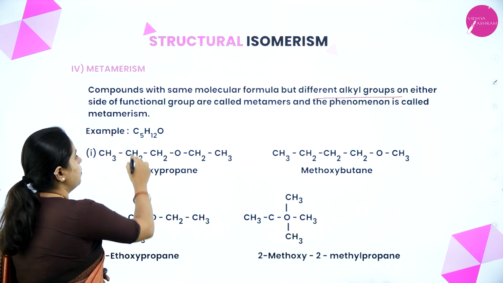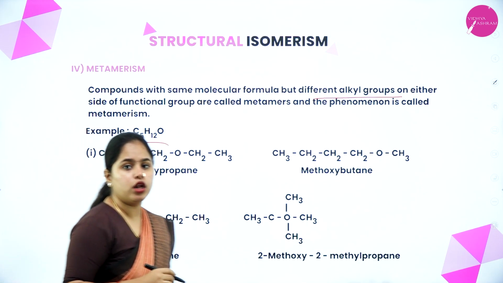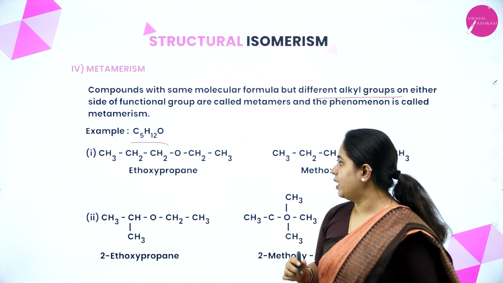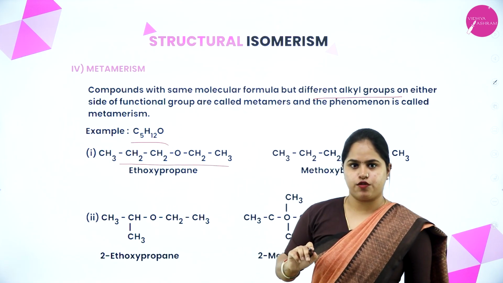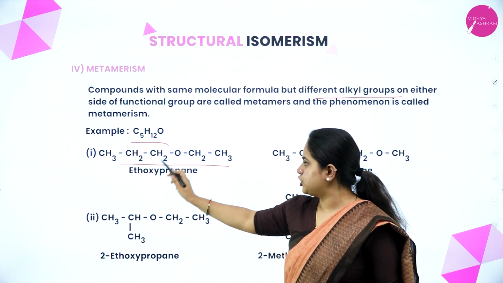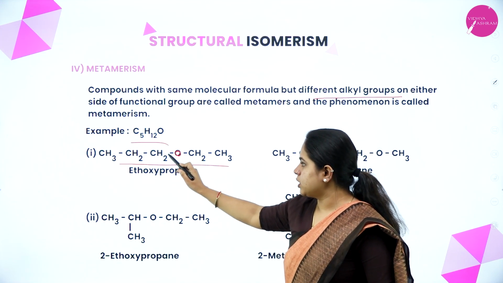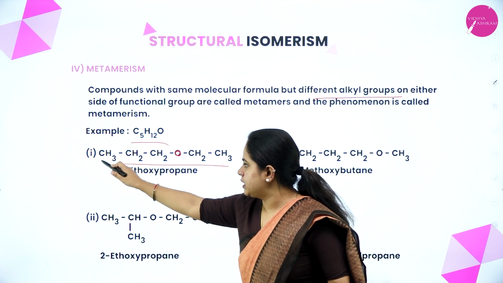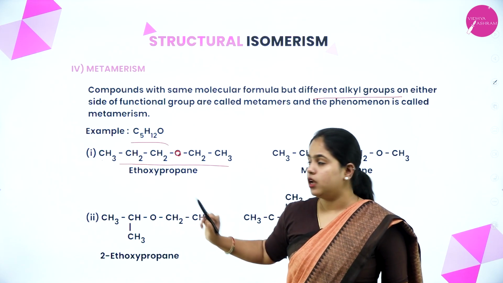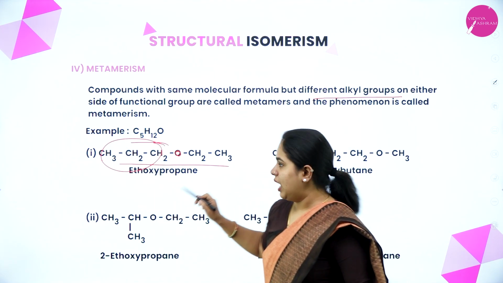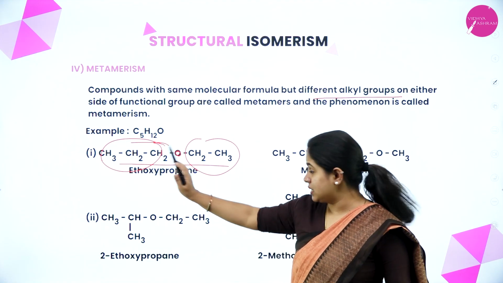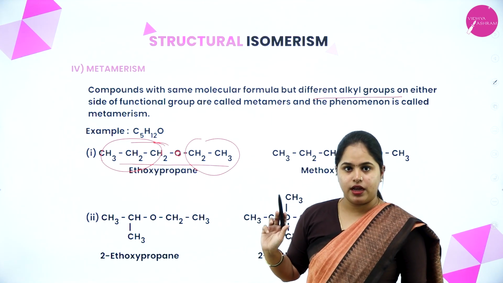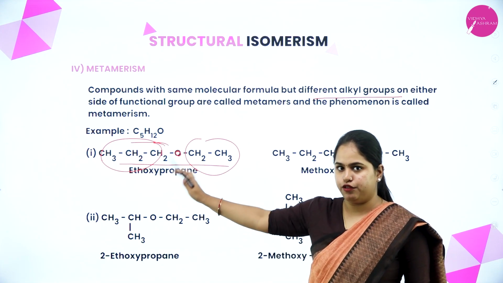Okay, let's take the example C5H12O. The molecular formula is C5H12O. So you can represent it in this form, that is CH3, CH2, CH2O. That is in this side you have a CCC, 3 carbon atoms is there. So this is a propyl group, and here what you can see, this is an ethyl group, right? So this is a propyl and this is ethyl, right? On either side it is different, right?